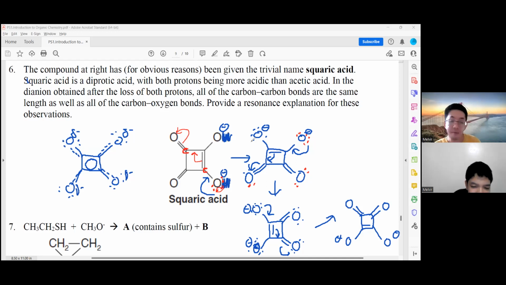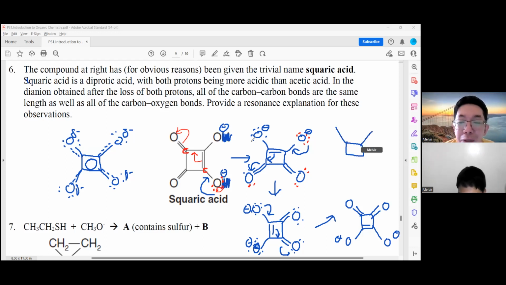Because it's a square. No, the logic. I will not accept that answer. It is not called a square acid just because it's a square. Okay, give me a more logical explanation for that.